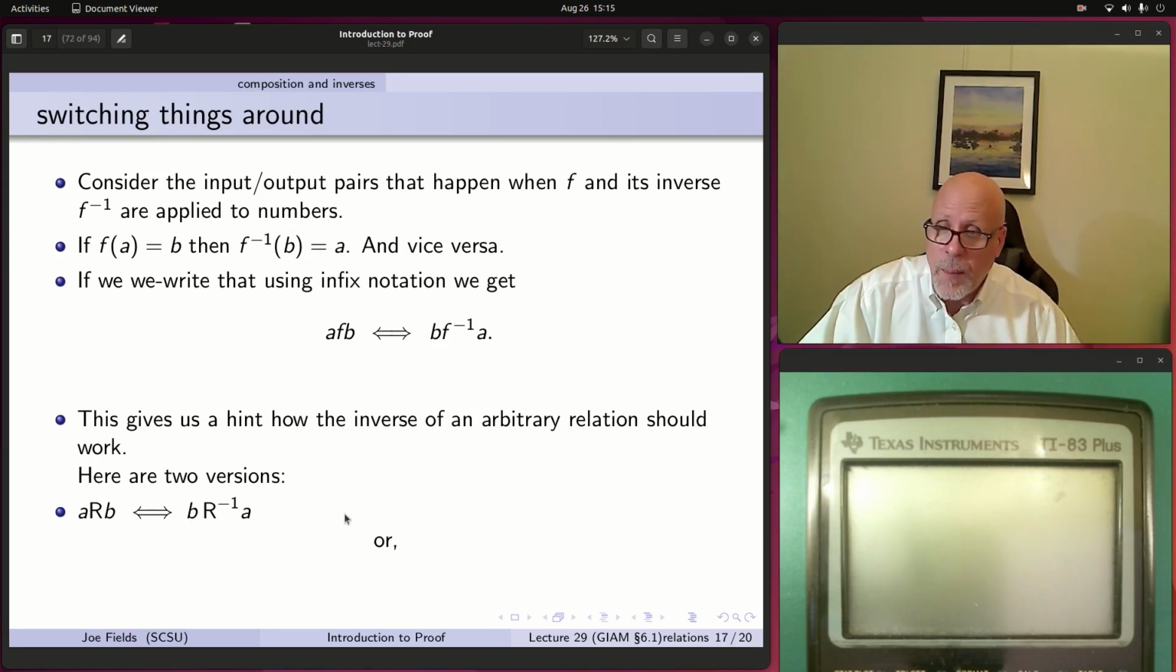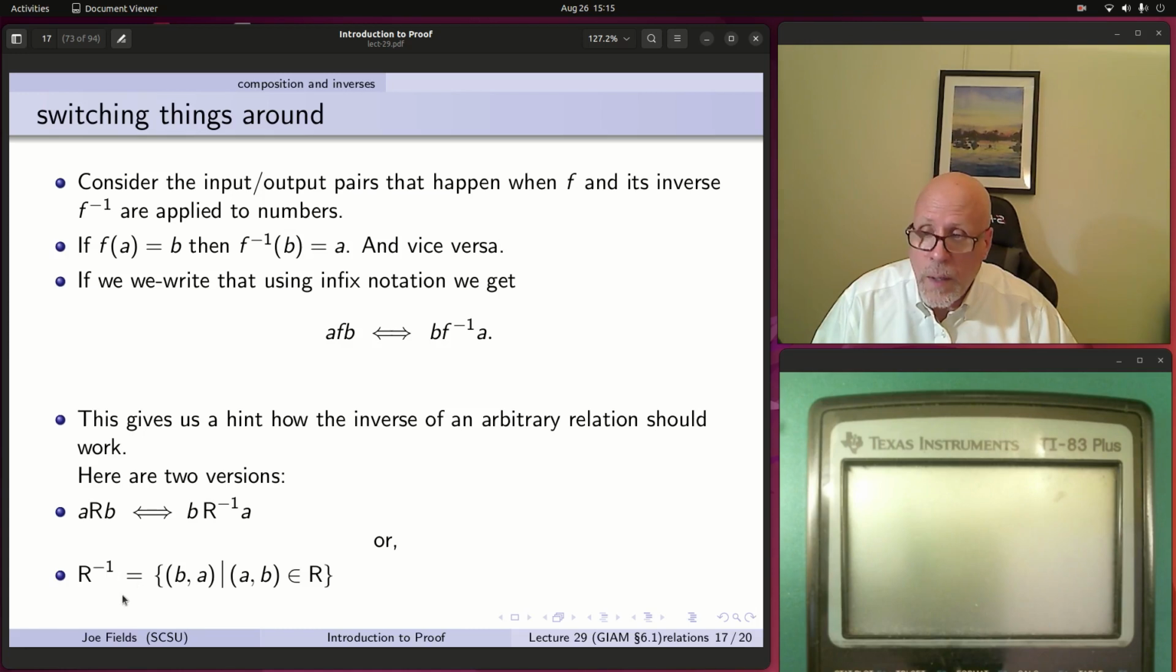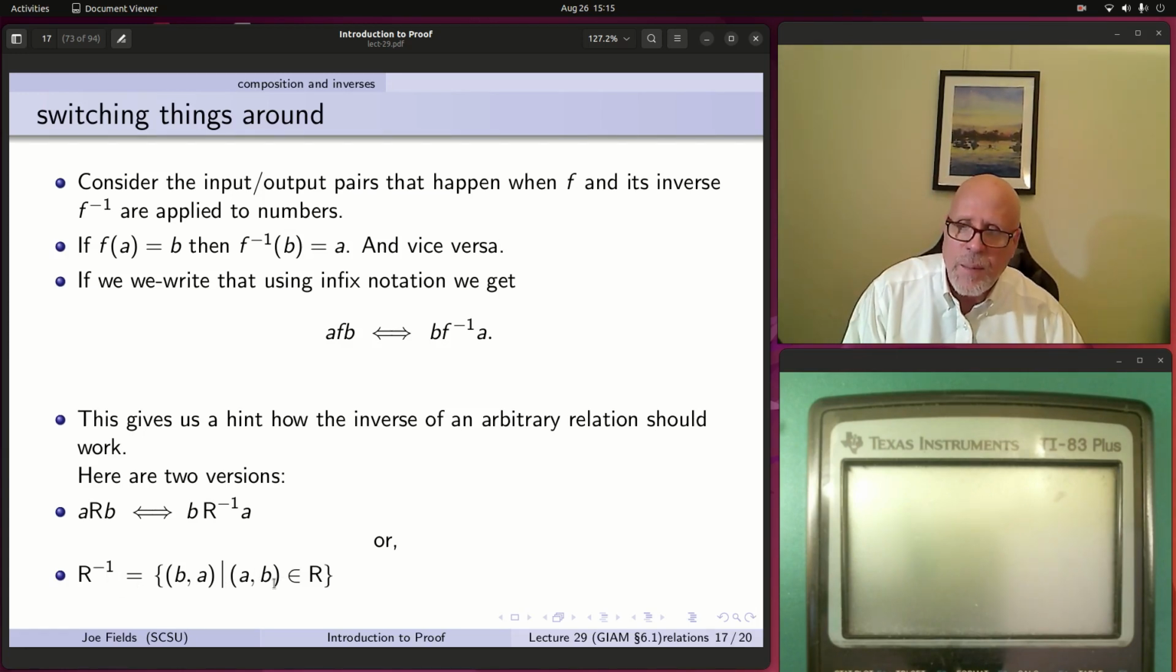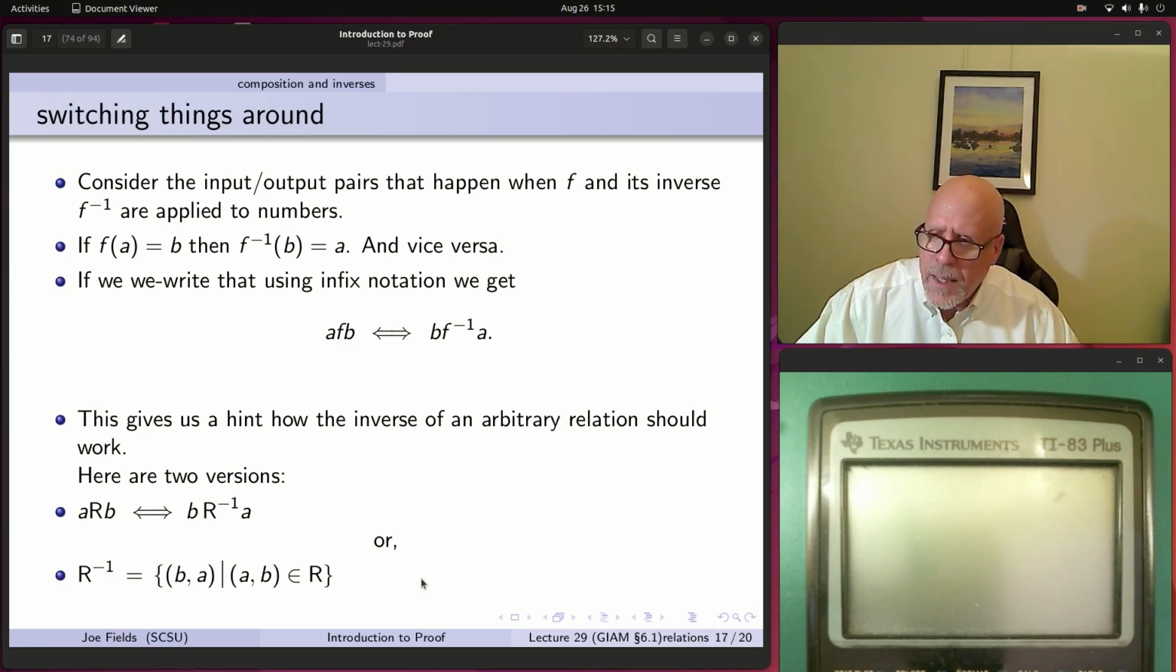Or you could talk about the pairs. R inverse consists of effectively the same set of ordered pairs that R does, but with the order switched. So not really, but kind of. See how you have BA such that AB is something in R. There's probably another way you could denote that by saying BA is an element of R inverse if and only if AB is an element of R.